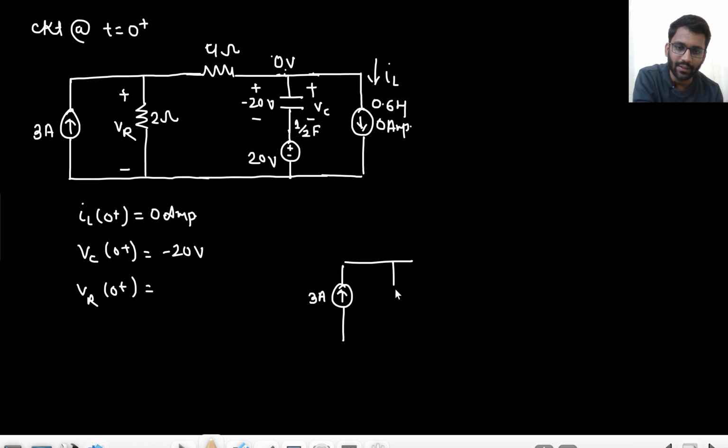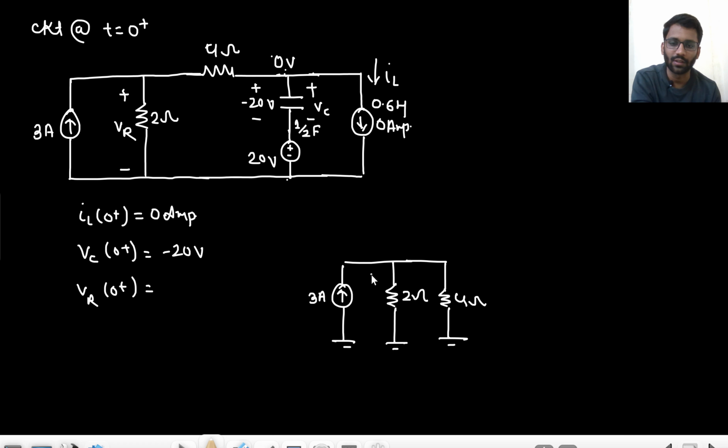One end of 2 ohm is connected to the 3 ampere current source. The other end is connected to ground. One end of 4 ohm is connected to the 3 ampere current source, and the other end is at ground only, 0 volt, because this is 0, this is 20, this is minus 20. So the other end is at 0. Now you need to find the value of VR.